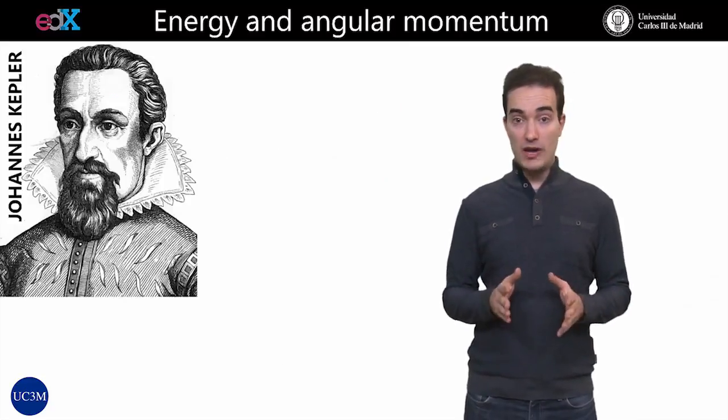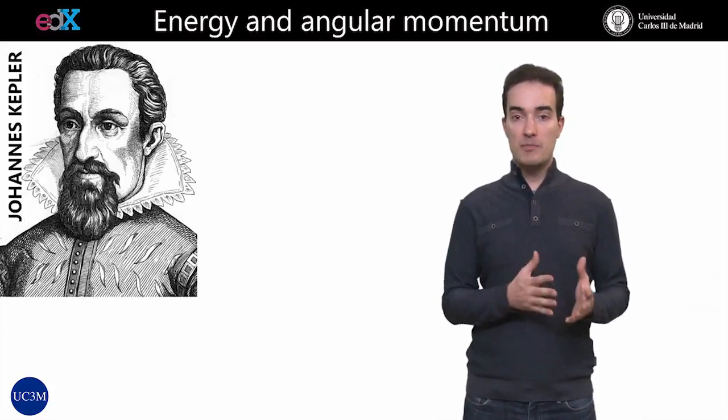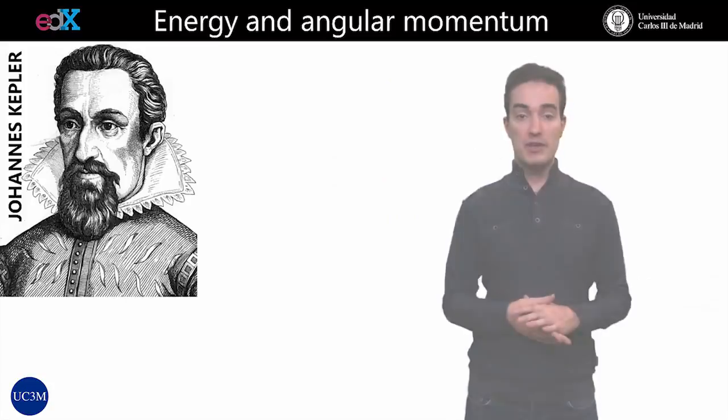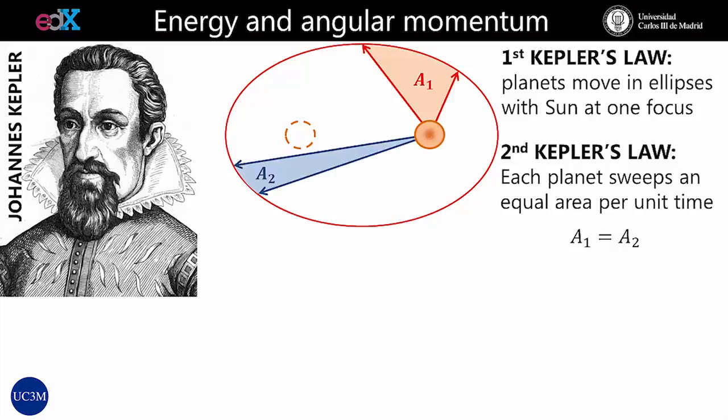Finally, at this point, I would like to tell you about the laws of Johannes Kepler, the famous German astronomer of the 16th-17th century. Based on the observations of his master, Tycho Brahe, Kepler established empirically that the planets move around the Sun in elliptical orbits, with the Sun at one of the foci. He also noticed that each planet sweeps the same area per unit time, as seen from the Sun, regardless of its position in its orbit. This, in fact, is a natural consequence of the conservation of the angular momentum.